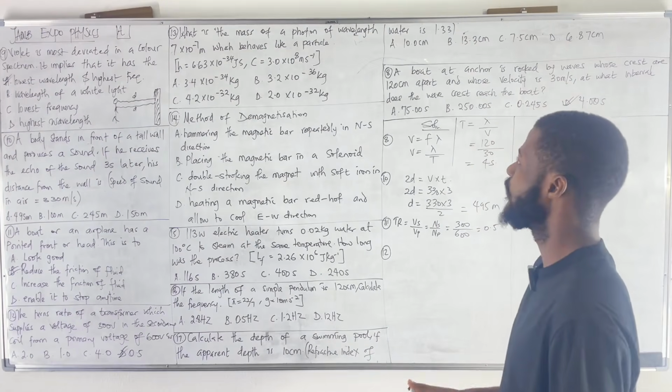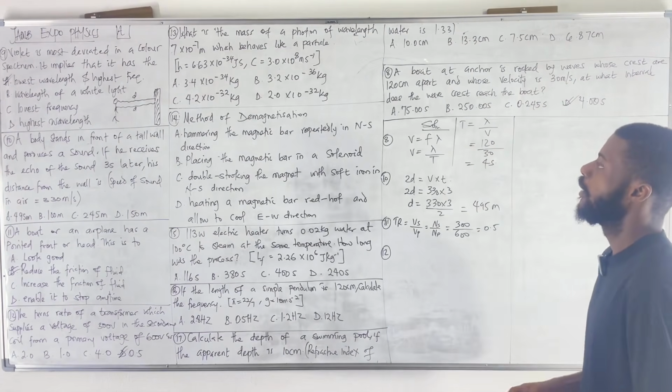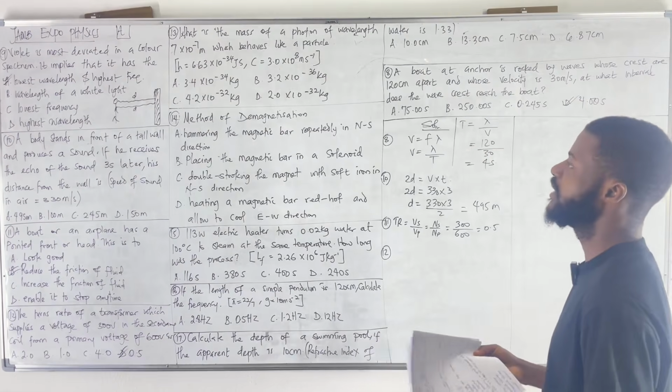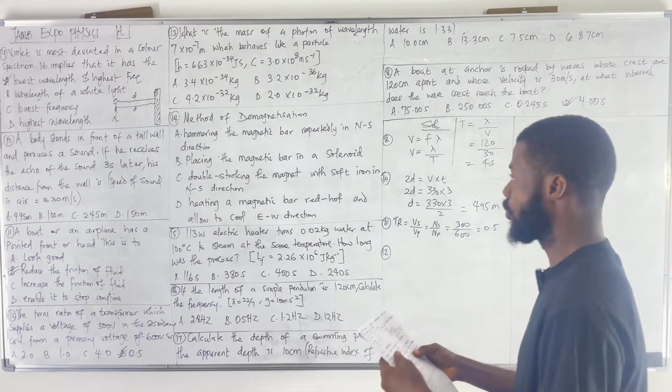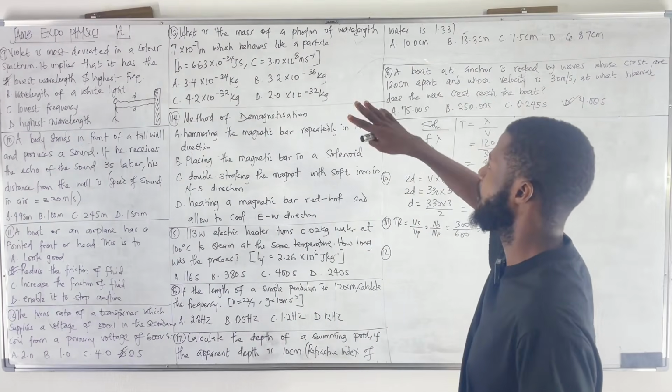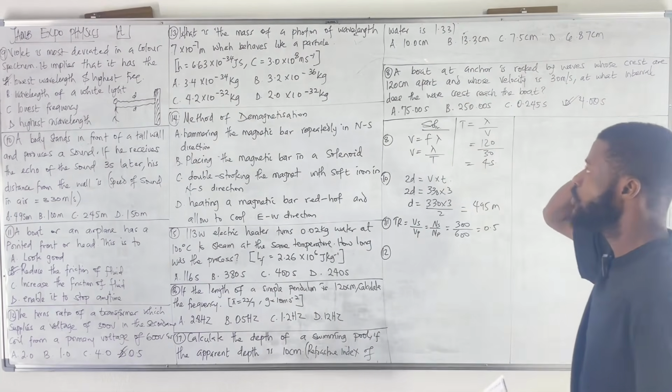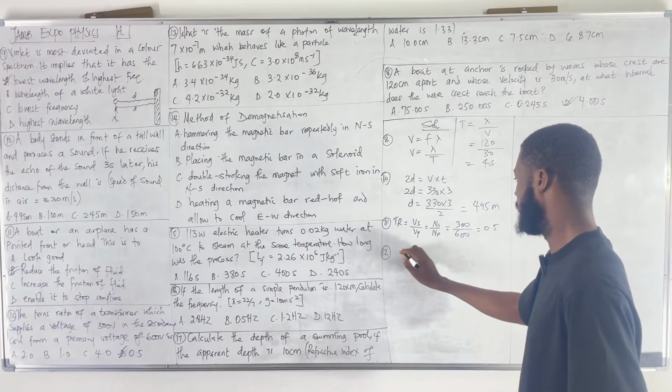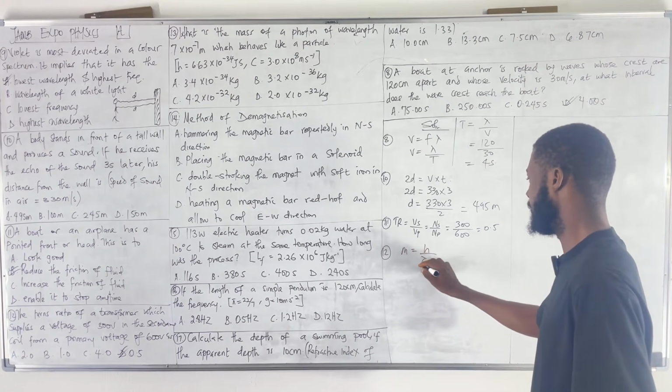What is the mass of a photon of wavelength this, which behaves like a particle? We have the Planck constant, H, and then C, which is the speed of light. So to find the mass, M is equal to H over lambda C.